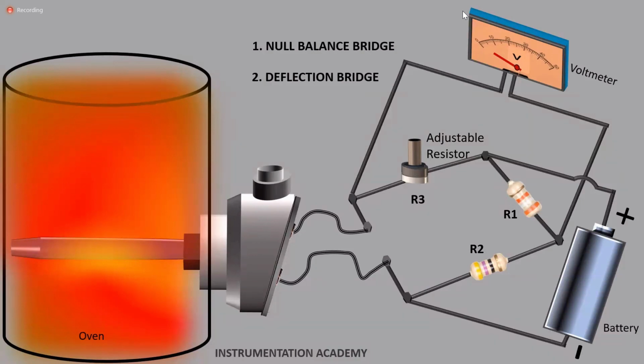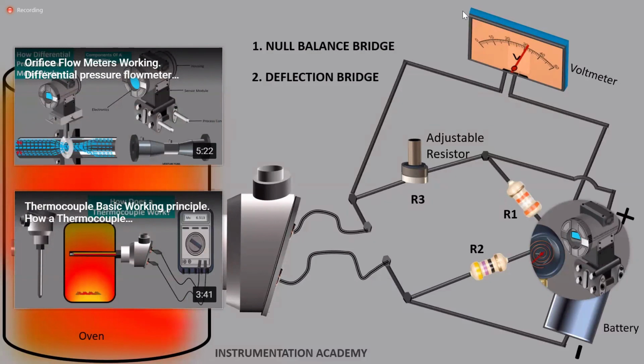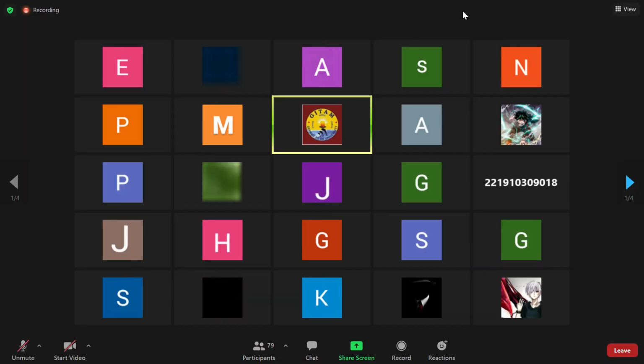As the RTD is inserted into the oven, the RTD temperature increases and correspondingly the voltage indicated by the voltmeter also increases. In the deflection bridge, all three resistors are fixed and not adjusted, and the output voltage varies corresponding to the temperature of the RTD. If a voltage transducer replaces the voltmeter, a 4 to 20 milliampere signal, which is proportional to the temperature range, can be generated. By this, we come to the end of this video.